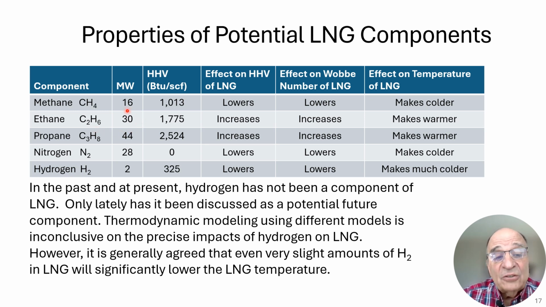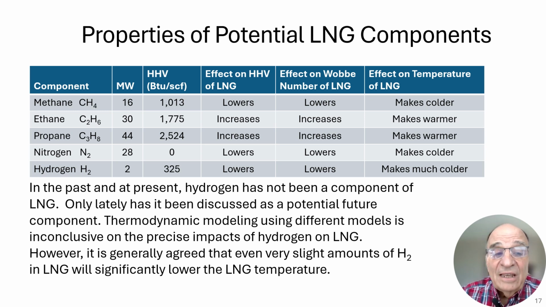We end up with a molecular weight of 30, and we have a higher heating value of 1,775 BTU per standard cubic foot. Increasing the ethane content increases the higher heating value, and it increases the Wobbe index. A Wobbe index and Wobbe number are the same thing. Sometimes you use the word index, and sometimes you use the word number.